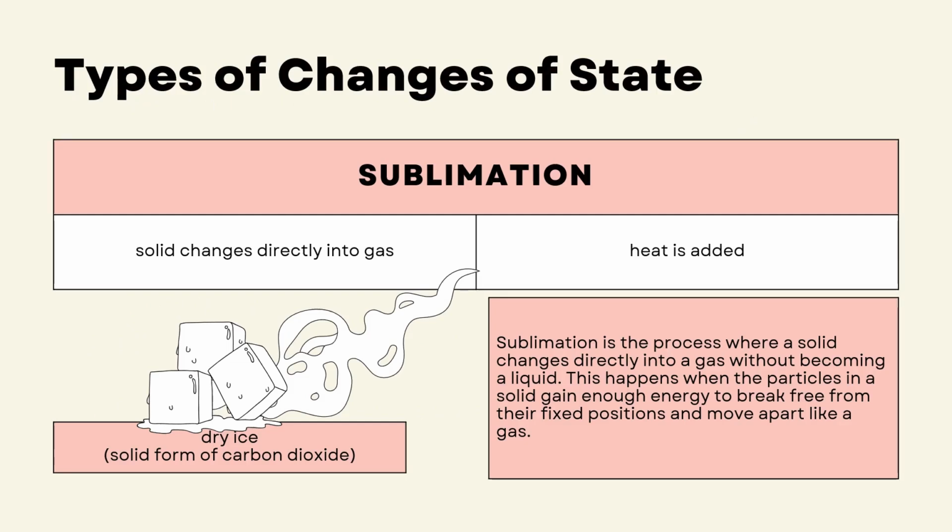The next change of state is sublimation. Sublimation is when a solid directly changes into gas. Mind it, in a solid, the particles are very tightly packed. In a liquid, the particles have very little space, whereas in gases, the particles are further away from each other. In sublimation, a solid directly converts into gas. There is no liquid state in between.